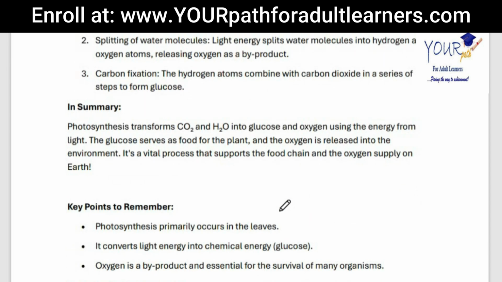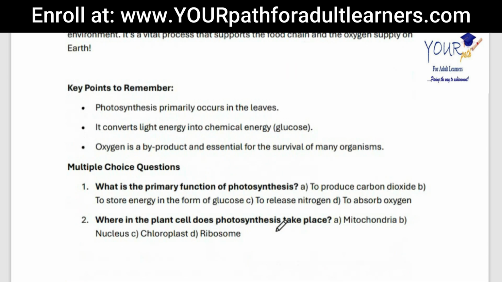Some of the key points that you want to remember are that photosynthesis primarily occurs in the leaves. It converts light energy into chemical energy, which is glucose. Oxygen is a byproduct and essential for the survival of many organisms, such as the plant, and human beings as well. So now let's get into the multiple choice questions, and we are going to answer the questions based on the information that was provided to us.